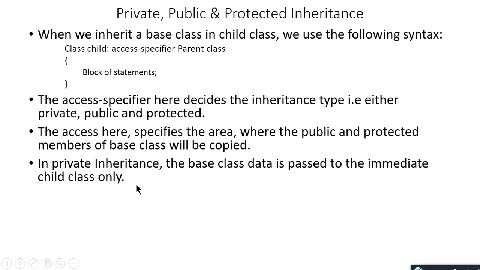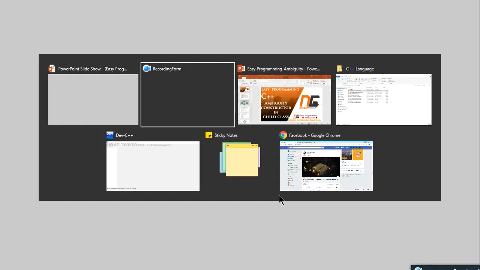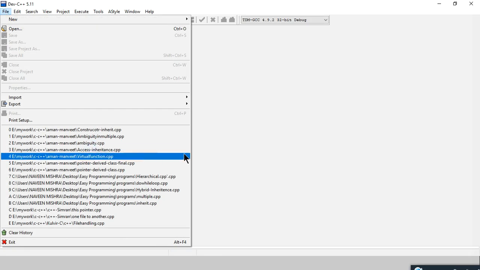Now you will see these differences, but you can have a quick review of these inheritance types. If you use the keyword private during the inheritance, then only the child class can access it. If you use public inheritance, then the base class data can be used in the immediate child classes, and the same goes for protected inheritance. I'll write a program for this, and I hope you will understand it better.